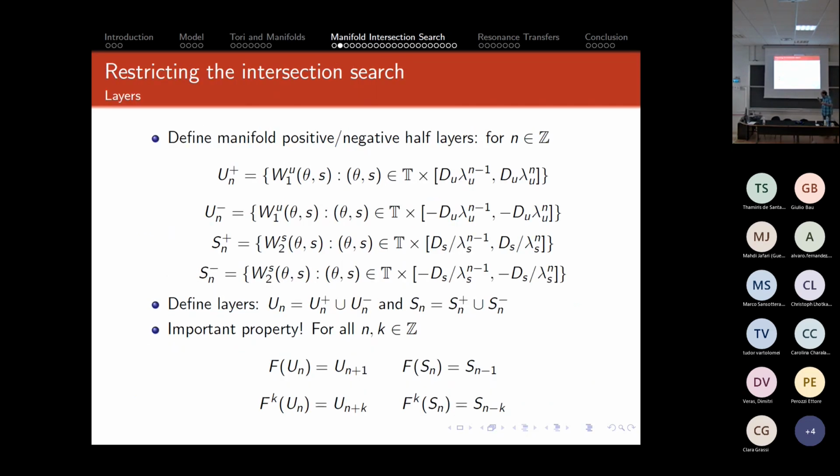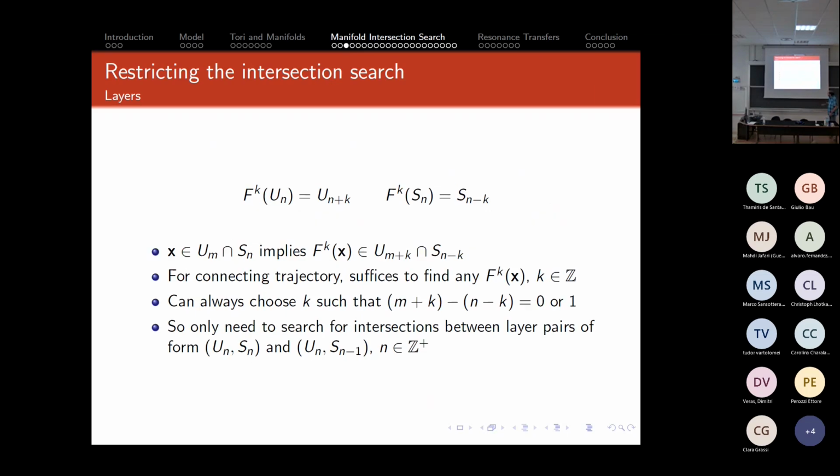So this first step is, of course, the restriction, in that we define these sets here, which I call layers, U_n and S_n. And the key is that the image of U_n under F is U_{n+1}, and the image of S_n is S_{n-1}. And of course, you can repeat this over and over k times.